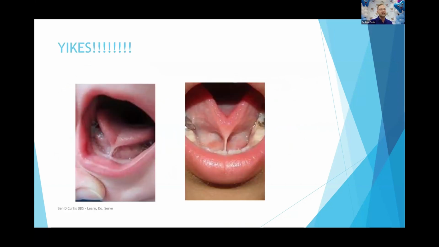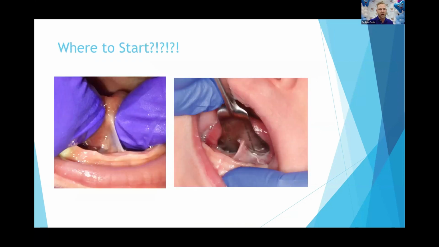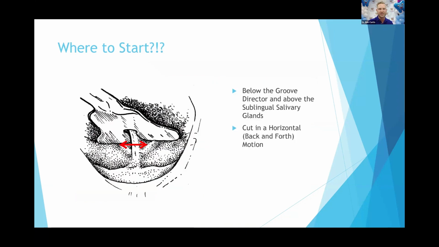Lingual frenectomies. Let's dive into this treatment, y'all, okay? Where do we start? That is the first question I ask myself. Where do I make my cut, okay? We are going to go below the groove director and above the salivary glands. Anatomical landmarks are key. I love for you to cut horizontal and not vertical. If you cut vertical, you might go up into the base of the tongue or down into the salivary glands. Going side to side is safe, okay?